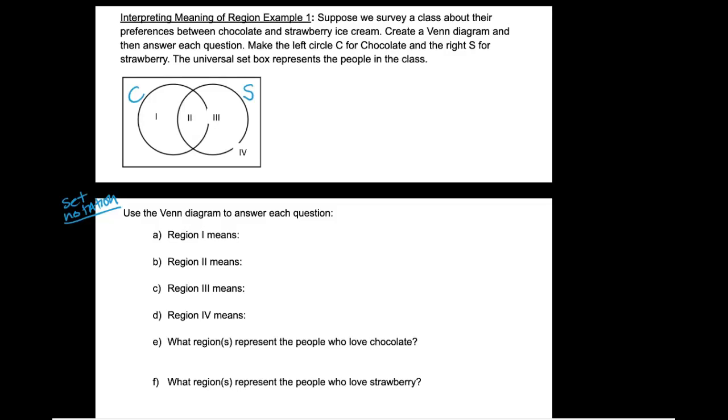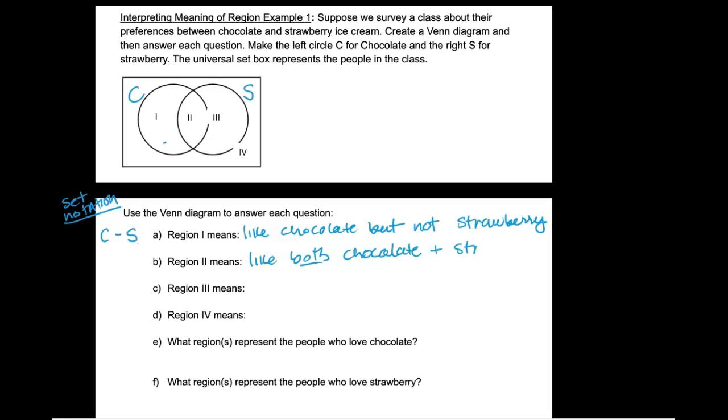Region 1 is right here. That would be everyone that likes chocolate, but not strawberry, because they're not a part of the strawberry circle. Now, what set notation describes just this region, not the part that touches the strawberry circle? It would be chocolate minus strawberry, because the definition of subtraction means everything that's in the first set, chocolate, but not in the second, so but not strawberry. Region 2 would be the students that like both chocolate and strawberry. The set notation for that is intersection, so C intersect S.